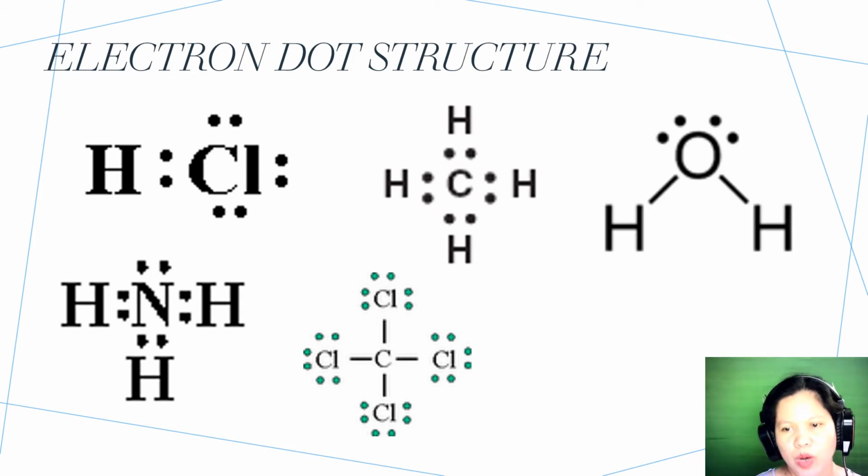Next is water. Oxygen has 6, while hydrogen has 1. So there will be sharing of electrons. 2 electrons of oxygen will be shared with the 2 electrons of hydrogen.